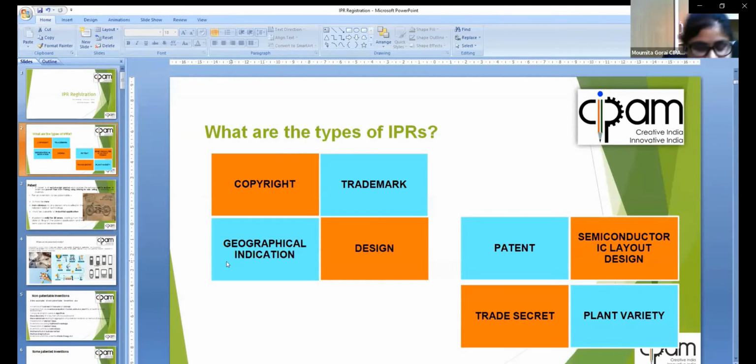Good afternoon, everyone. So today's presentation is on IPR registration and details of how to register. So, as Professor Dept Dev has highlighted, we are all.